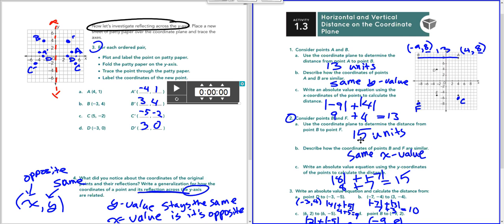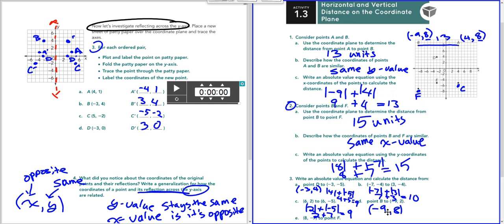Same on this one. It's 15 units away. They do have the same x value. And we find the absolute values of their y values, we get 15, which is the same as this. So it's kind of a trick that we can use. If they are on the same line, we can just find the distance of the absolute values of the other two. Now, it doesn't work on every one.